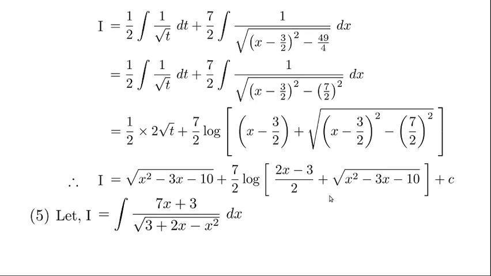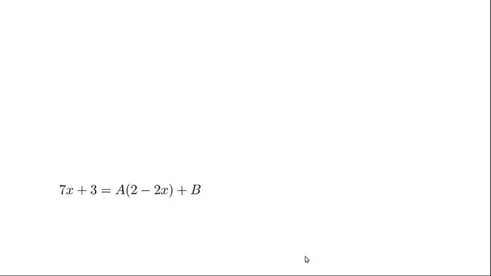So this time what we note is that the coefficient of x square is negative. But hardly that affects any part of our process. So we put 7x plus 3 equal to a times d by dx of 3 plus 2x minus x square, plus b. On differentiating this, we get 7x plus 3 equal to a times 2 minus 2x plus b. Now take this a inside the bracket. So that gives you 2a minus 2ax. And that is rearranged as minus 2ax plus 2a plus b.